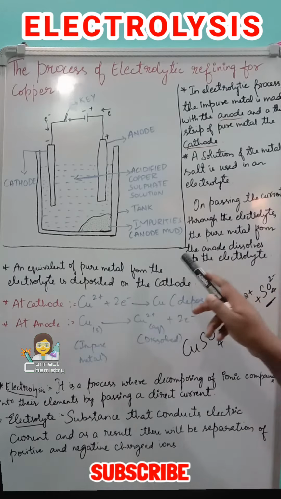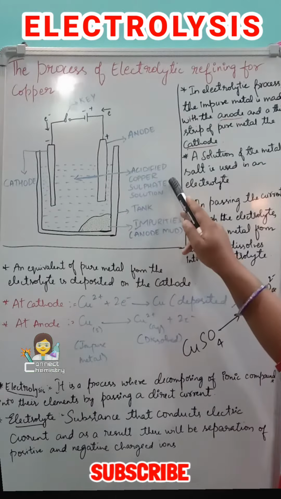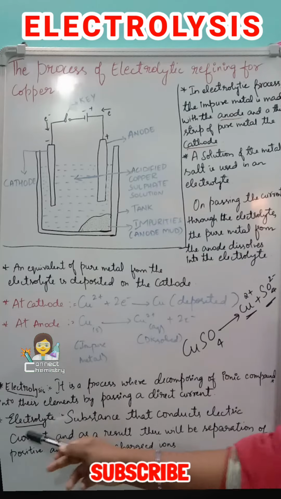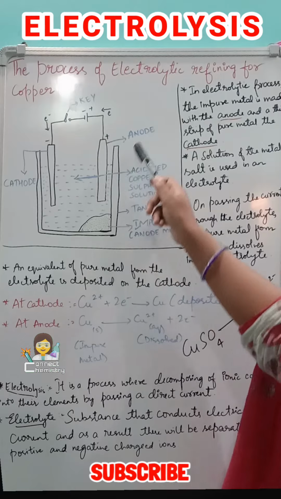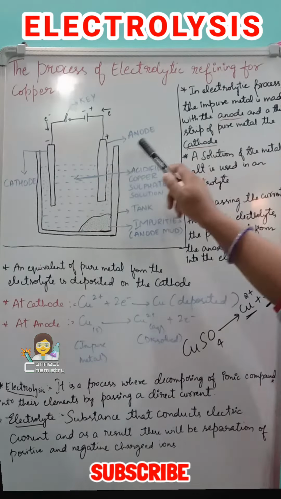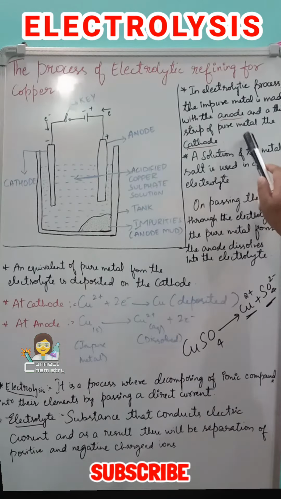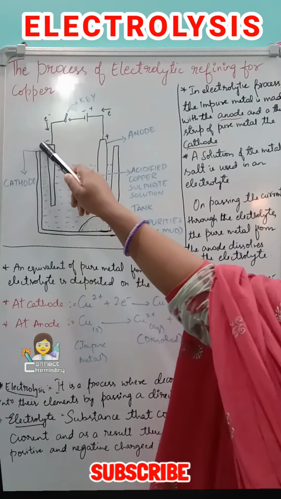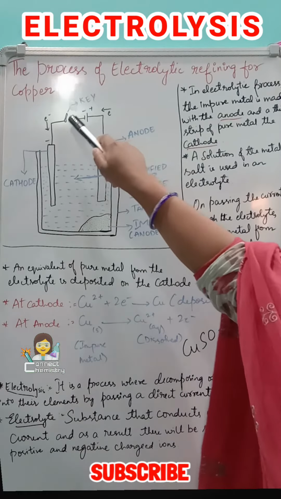This is a diagrammatic view of this process. We have taken a tank which is filled with acidified copper sulfate solution, which is also an electrolyte. In this solution we have dipped two electrodes, which are the anode and cathode. The anode is made up of impure metal and is designated with a positive charge, whereas the cathode is a pure metal which is designated with a negative charge. Both the electrodes are connected to a battery and a key.